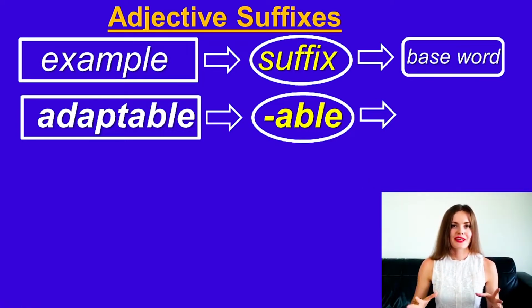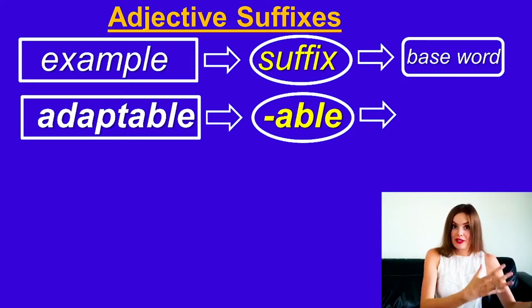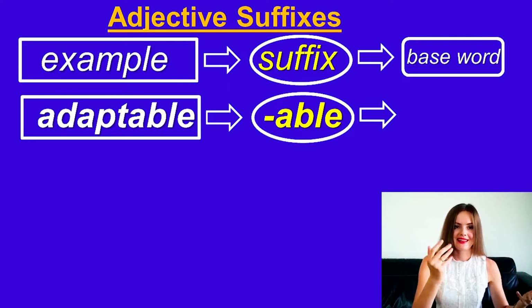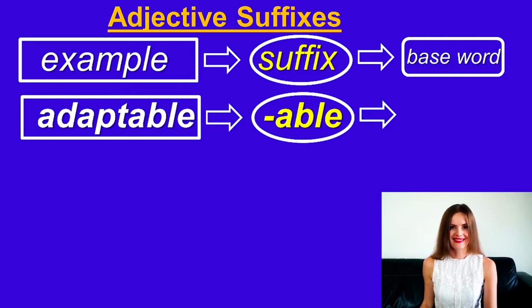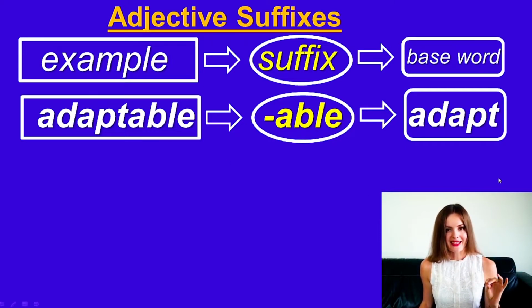A base word is a part of a word that was a separate word before adding a suffix to it. So what do you think? What can be a separate word in the word adaptable? Yes, you're right, it's adapt. So we get the base word adapt and the suffix able and get adaptable.